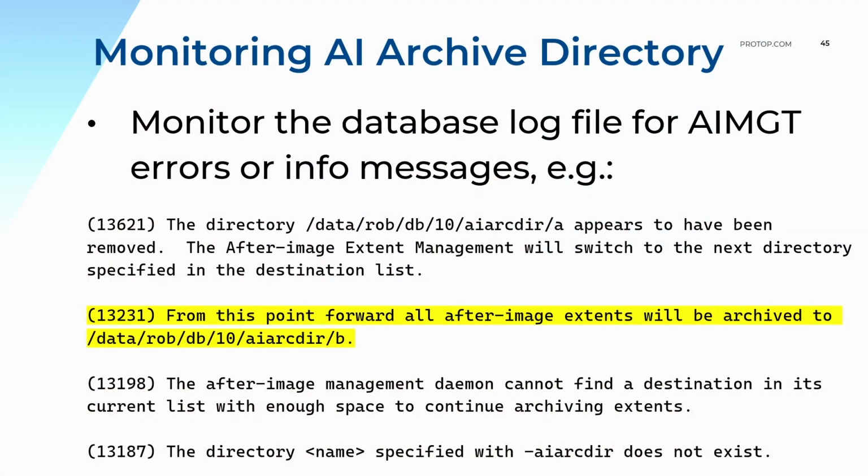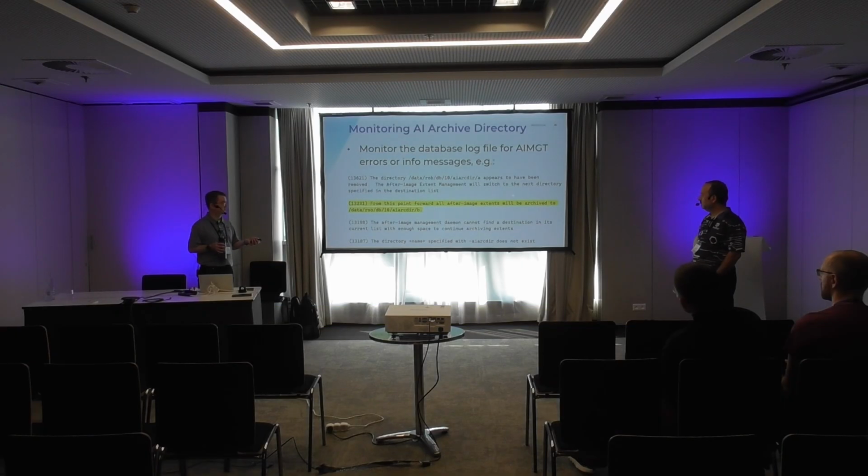Come on. This is an example of some log messages. So I had in this test database AI archive directories A, B, C, and D. And then I deleted directory A. So it was writing archived A extents to A, and then I deleted it. And then I get this message, from this point forward, all extents will be written to B.